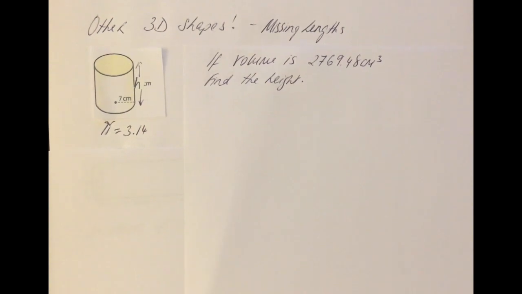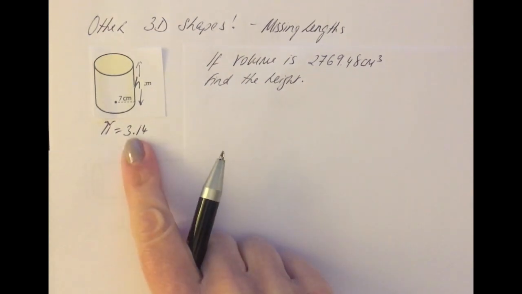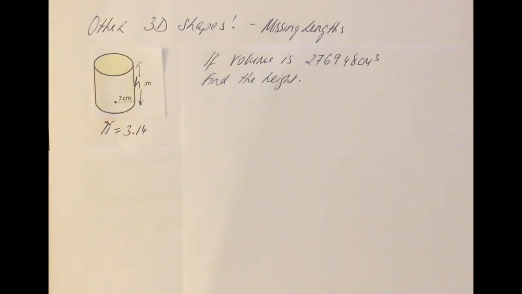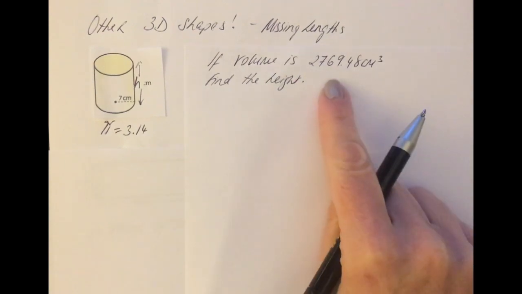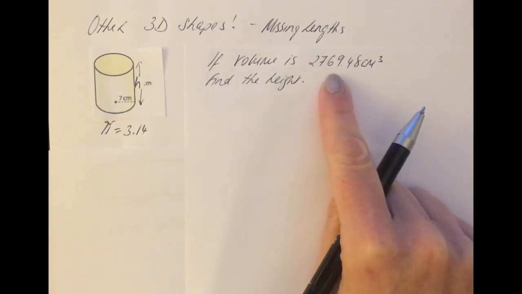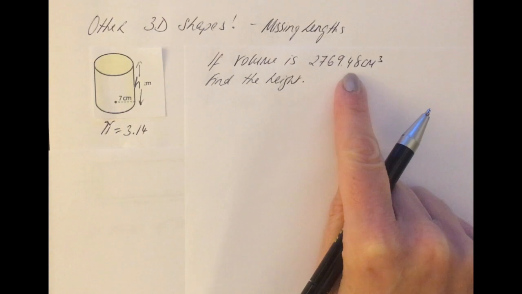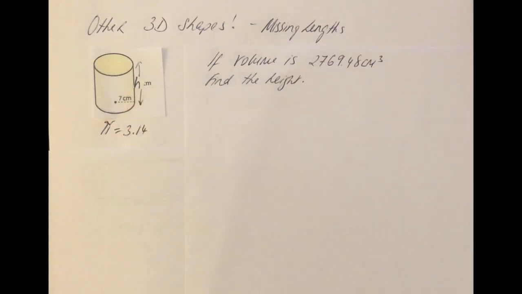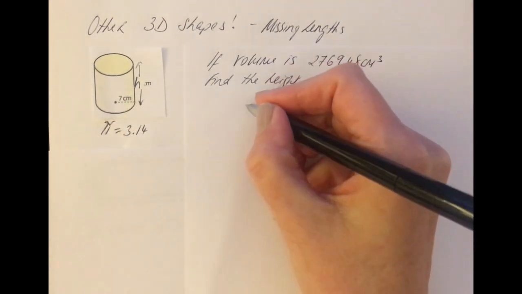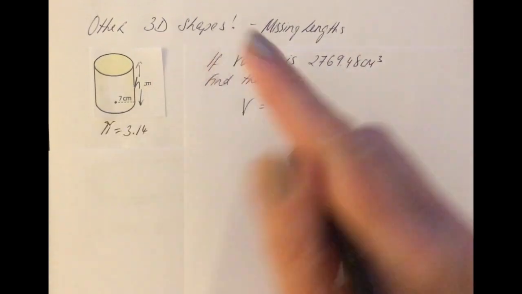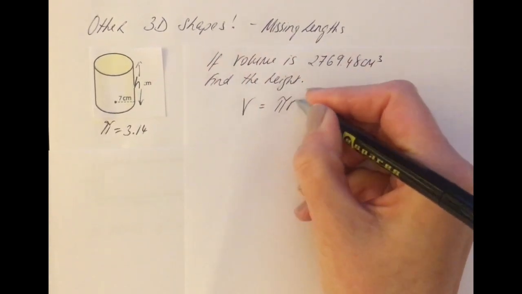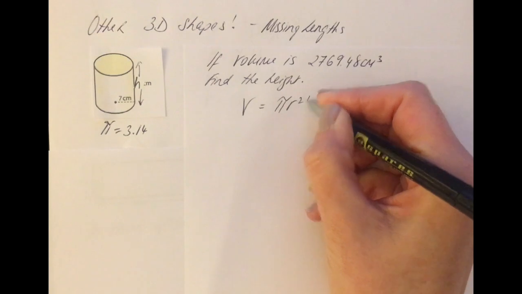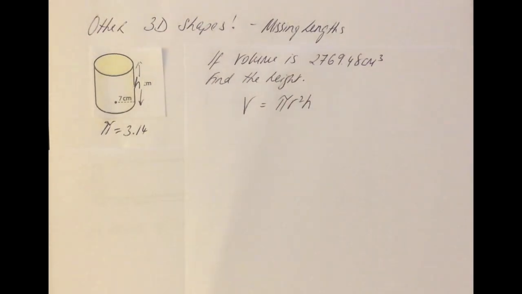Right, now let's look at some questions where we're given the volume and we're looking for some lengths. So in this question, we're going to revisit this cylinder, but this time we're being told that the volume is 2,769.48 centimeters cubed, and we need to find the height. So the first thing you're going to do, as always, is as soon as you realize we're talking about the volume of the cylinder, put down the formula in full. So pi r squared h, okay? And again, that's from the log tables.